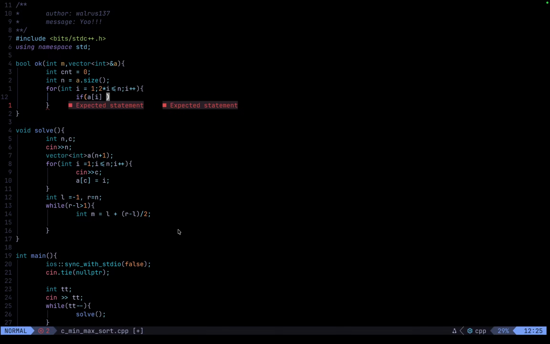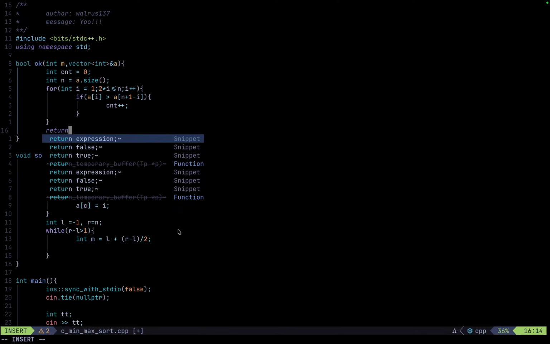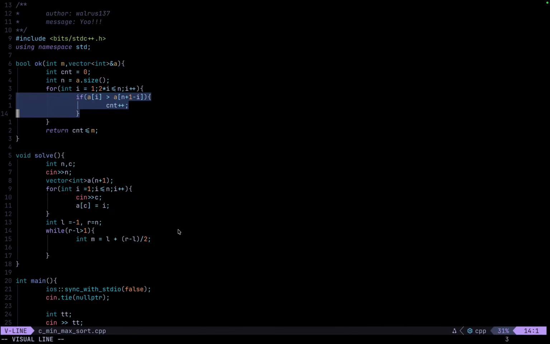I is the number on the left, and the number on the right would be... the number on the left has a higher index than the number on the right. The number on the right is n plus 1 minus I. If that is true, then count increases, and at the end return count smaller than or equal to m. This is the correct right number. Yes, when n equals 3 and I equals 1, this would give us 3 plus 1, 4, minus 1, 3, which is correct. Okay, cool.